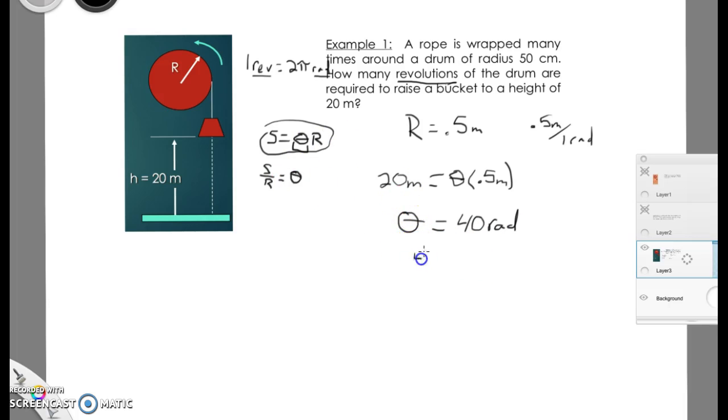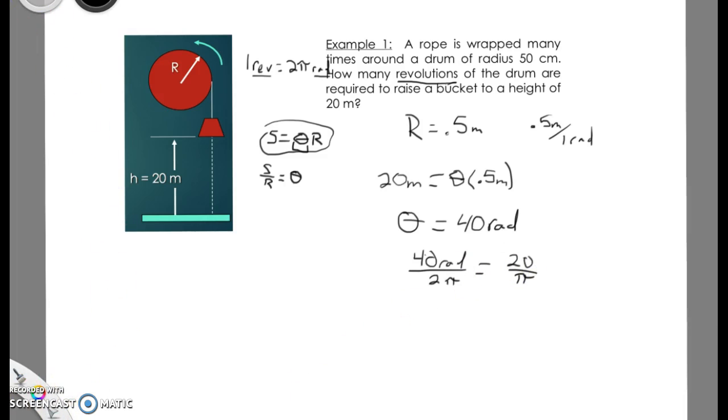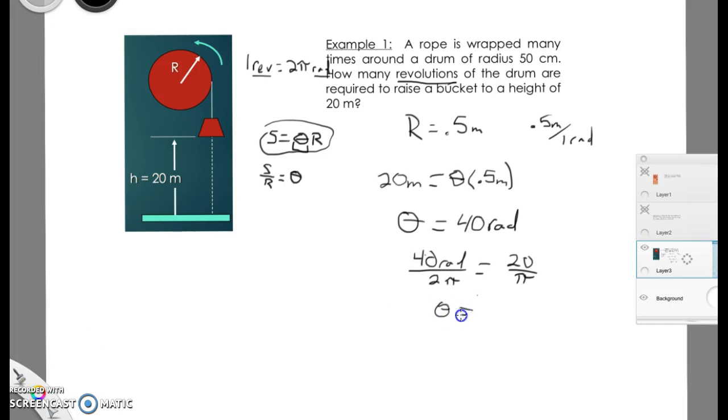If we say 40 radians divided by 2 pi, that's going to give us the number of revolutions. So that's going to be 20 over pi, and we get about 6.37 revolutions. What that means is, in order to raise this object up 20 meters, we're going to have to rotate this drum about 6.37 times.